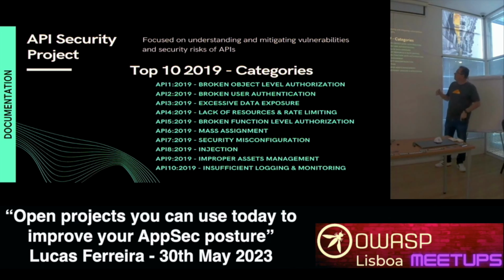So we're going to have things like broken object level authorization, lack of resources and rate limiting, and things that are also common with the OWASP Top 10, like insufficient logging and monitoring. So you can have things here that affect APIs that are similar to the generic OWASP Top 10, but some of them are going to be very specific. And here the idea is the same: understand what the most important aspects of API security are and deal with them in the proper way.